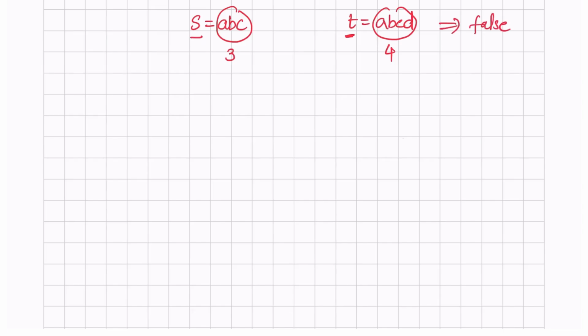Let's look at a simple example here. Let's say we have two strings, S and T, and let's say S is equal to ABC and T is equal to ABCD. This is the simplest possible case. If S and T are not of the same size, clearly T is size 4, S is size 3, you can straight away return false. You know the answer. There's no way on earth T is going to be a valid anagram of S. So this is the most basic case.